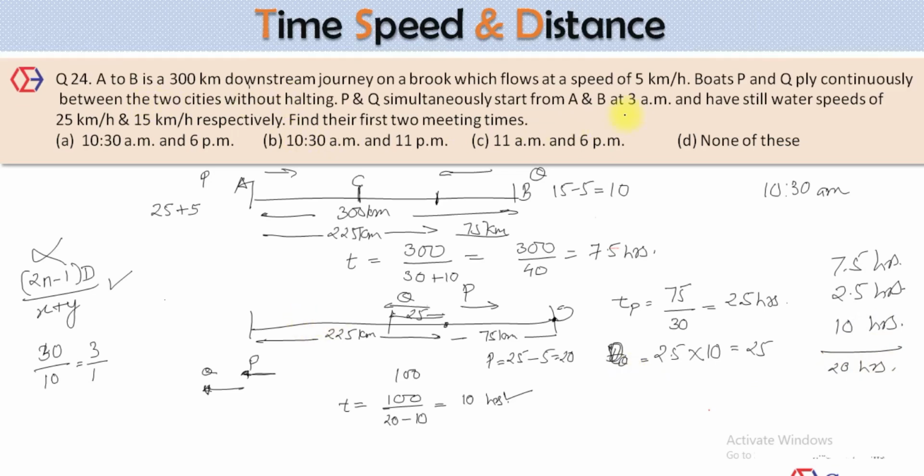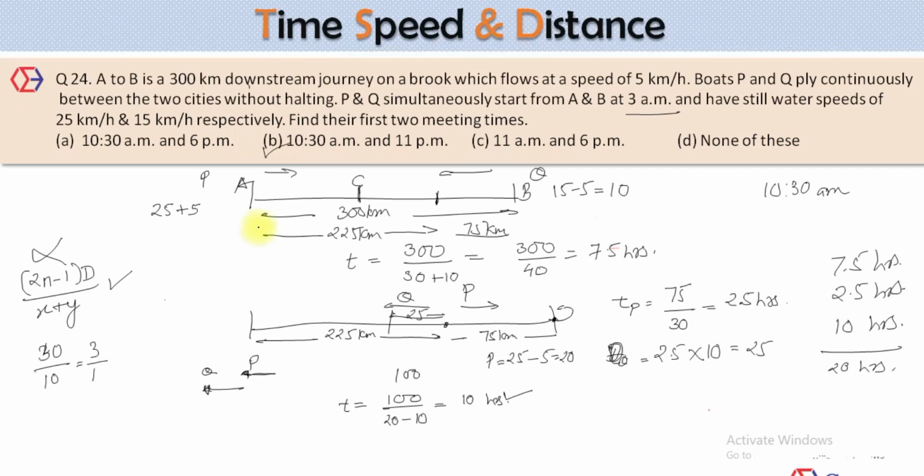What was the starting time? 3 a.m. So when you add 20 hours in 3 a.m., what will you get? It should be 11 p.m. I hope it should be 11 p.m. So my answer is what? 10:30 a.m. and 11 p.m.